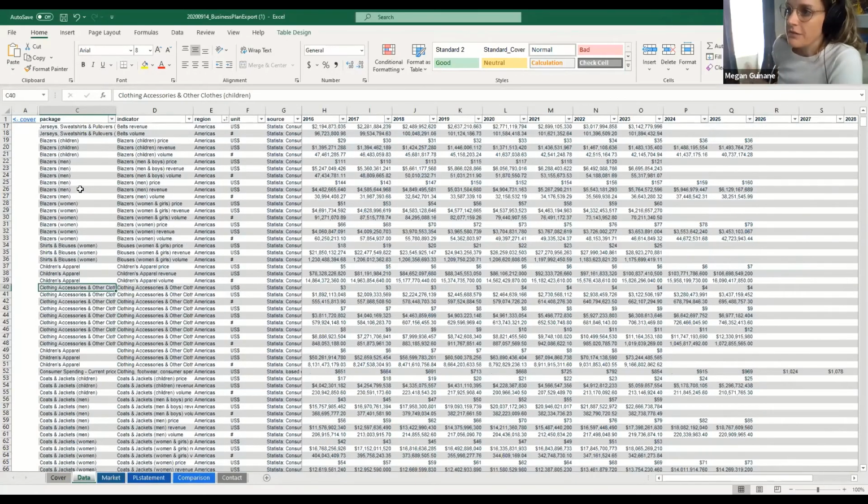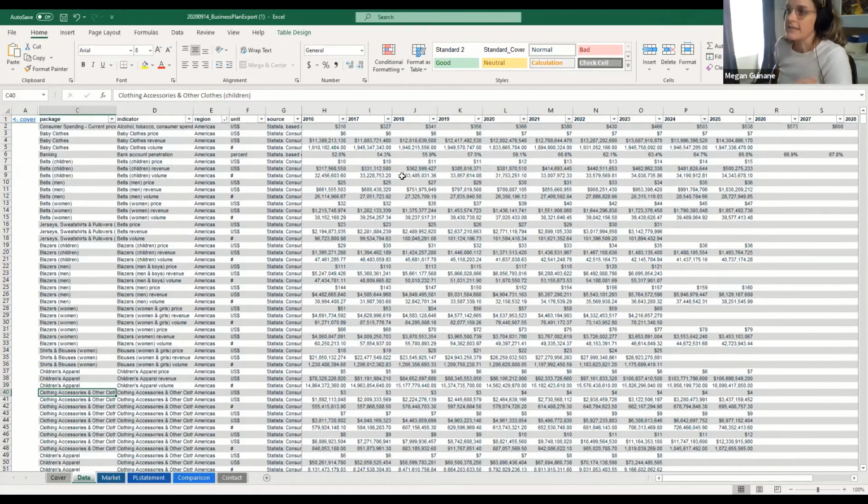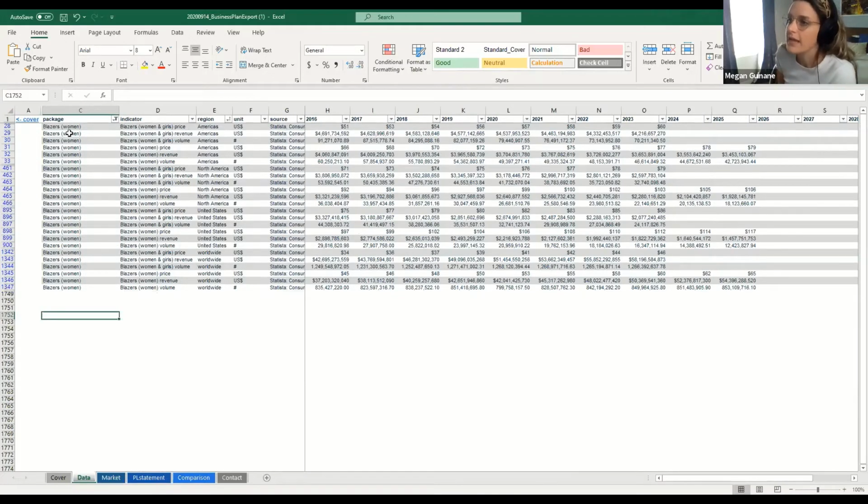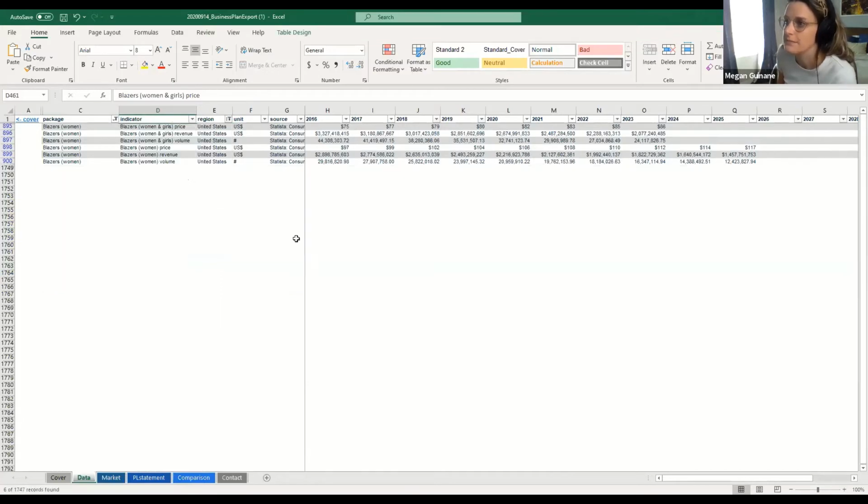And you can filter, and we have these numbers, whether it is a dollar amount or a number amount, or a percentage as well. So maybe we just want to look at blazers, women's blazers. So you can get the numbers of the average price in all of America, or you can also get it in just North America. So this can be easily filtered. Maybe we just want just United States.